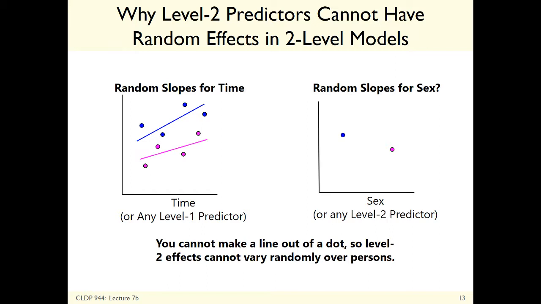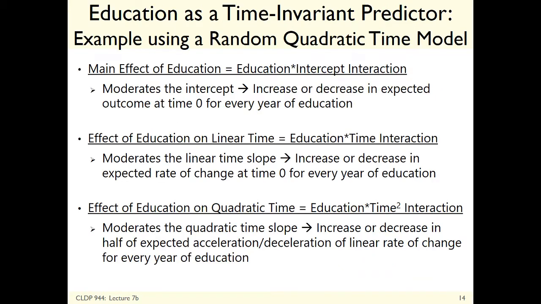Now I could draw a line between the blue dot and the pink dot, and that would be a fixed effect. And if I had a level 3, like schools for instance, I could see whether the difference between pink and blue varies over schools. But without a level 3, my level 2 predictors can only have fixed effects. So that makes it relatively more straightforward than otherwise.